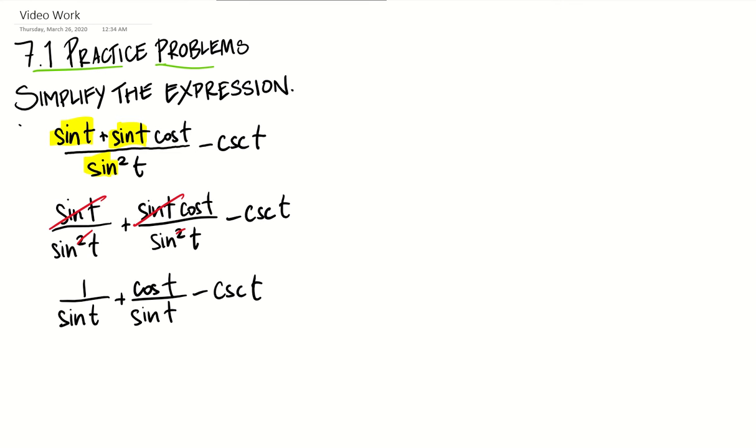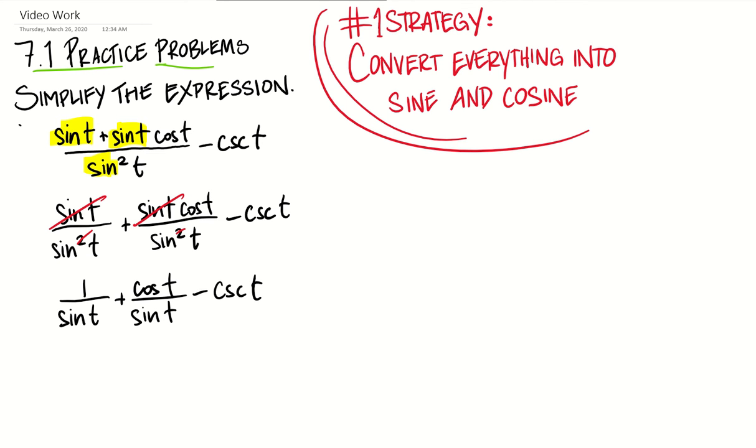Okay, so what we have here, when I cancel out those pieces, is 1 over sine of t plus cosine of t over sine of t minus cosecant of t. My next step that I like to do whenever I'm looking at trig functions, if you'll notice, I believe in the notes that I put online, I'm going to write this down on the side as well.